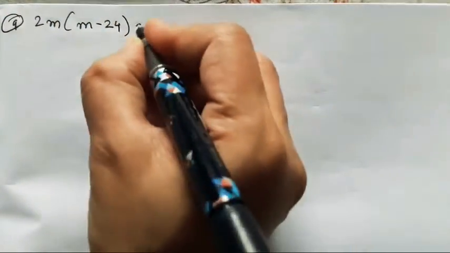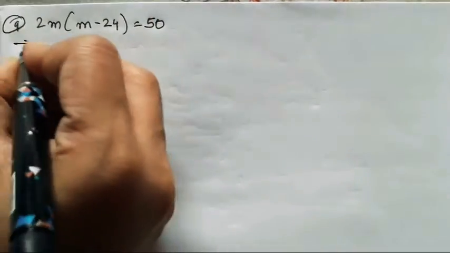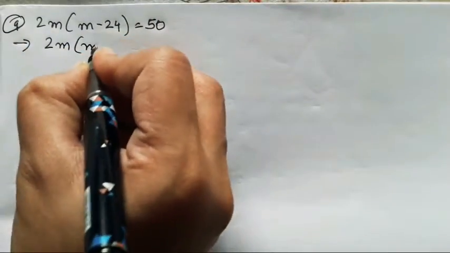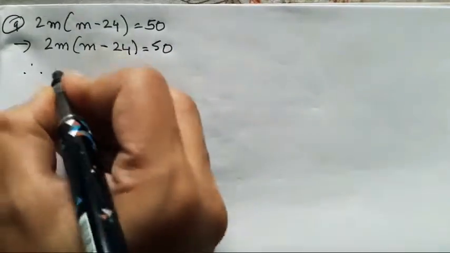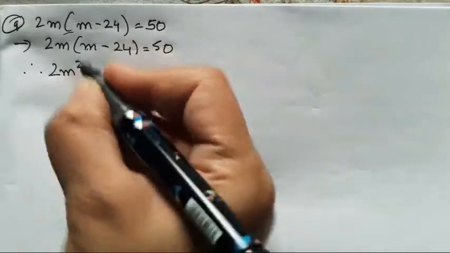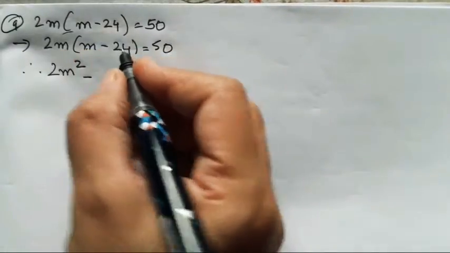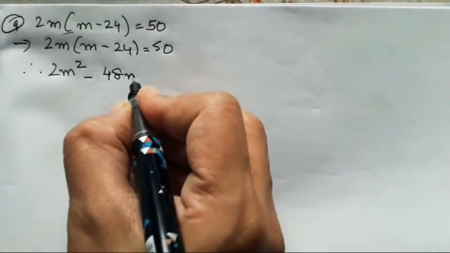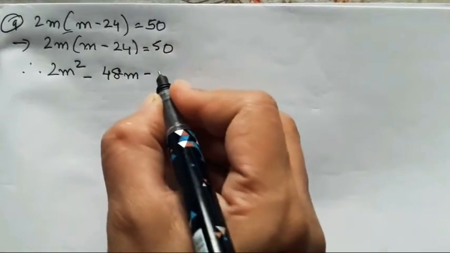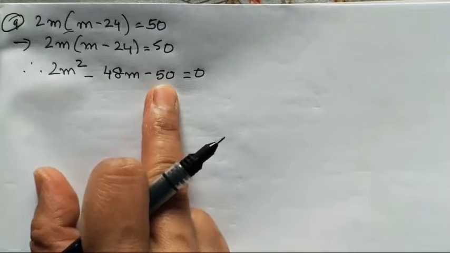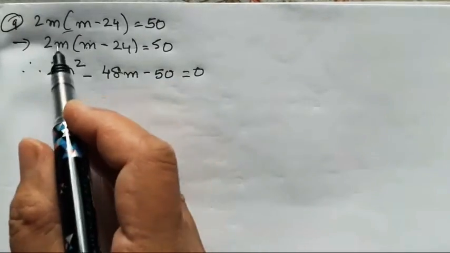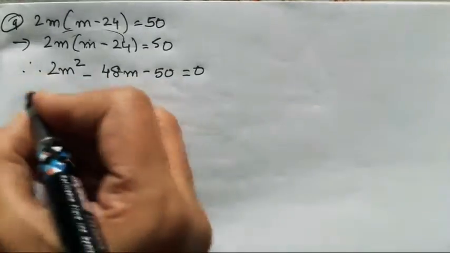Now let's solve the 9th sum: 2m square minus 24m is equal to 50. First, writing the sum as it is is the first step. After that, 2m square, multiply it. 2 into 24 is going to be 48m. This we will change to the right hand side so that we will be able to get the standard form. So I have multiplied in this way and got the answer.